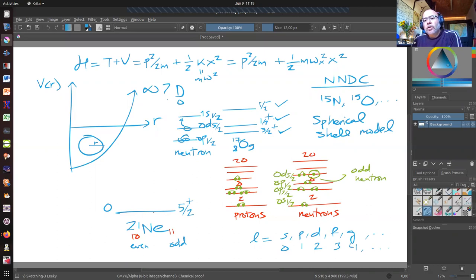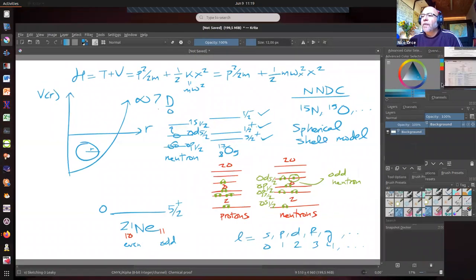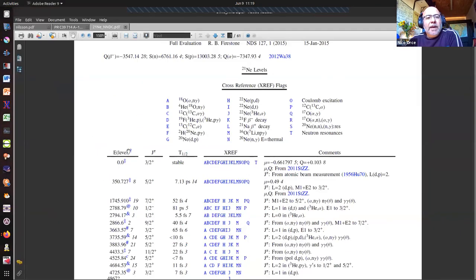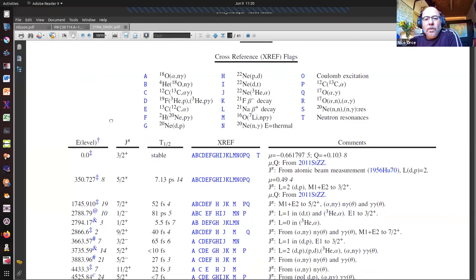So let's see what happens if this is true or not. This is our prediction from the spherical shell model. And we see here that this is not the case. Actually, we measure experimentally, we make sure that this guy is not 5/2, but is 3/2. And the 5/2 comes later at 350 keV.